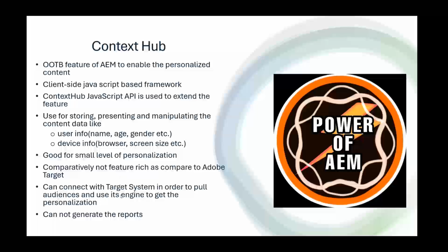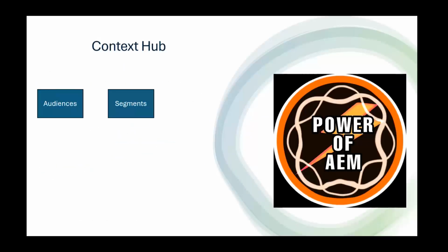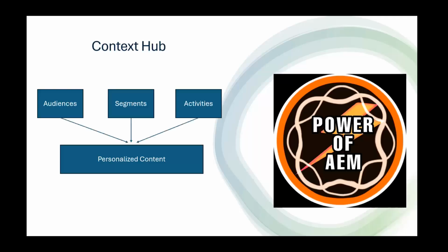So these are all the high level features available on Context Hub. However, when we are talking about what exactly we need to set up personalized content, we need to look at the audiences. Again, audiences you can create at the Context Hub level, or you can pull them from the Target system. Segments you also need to create, so you can take a decision on what kind of users or which kind of information I want to show in the experience.